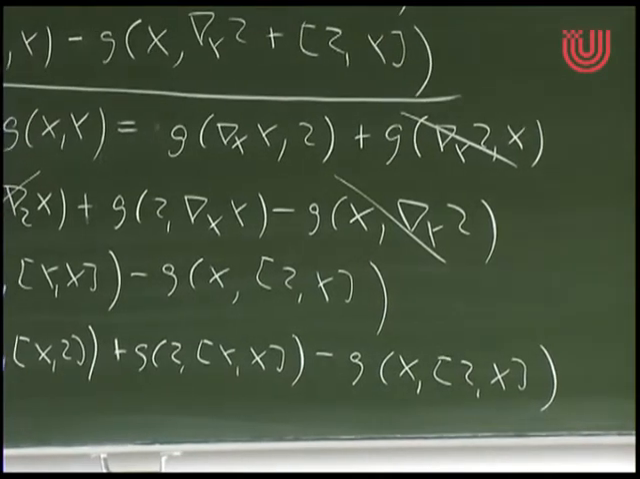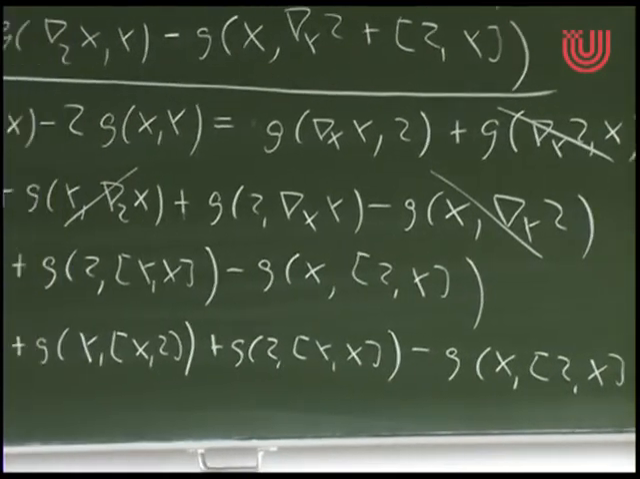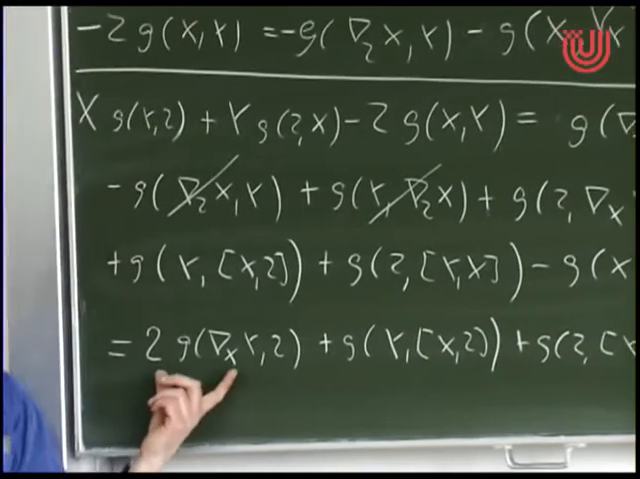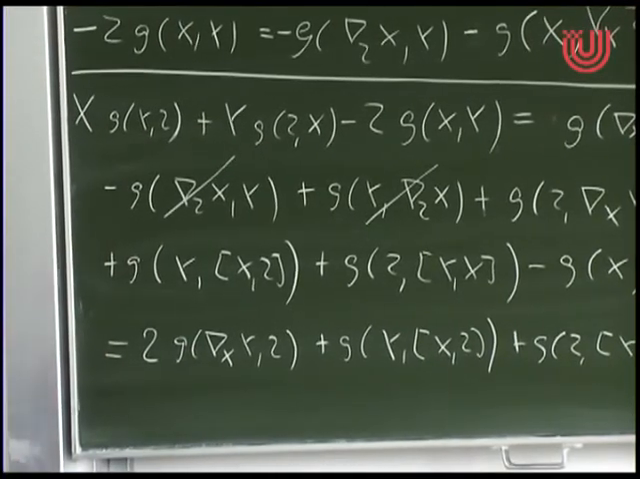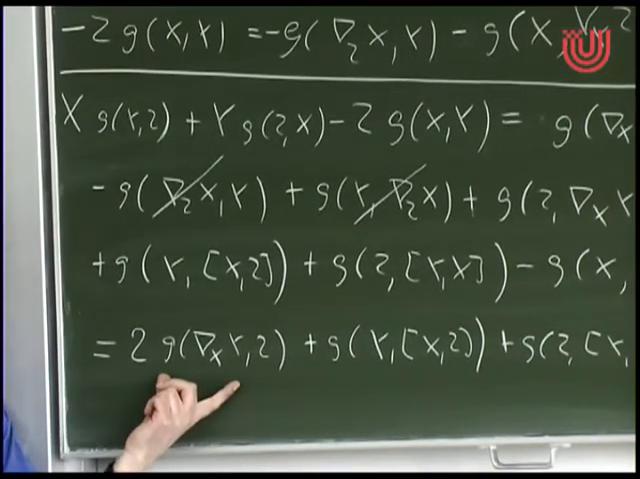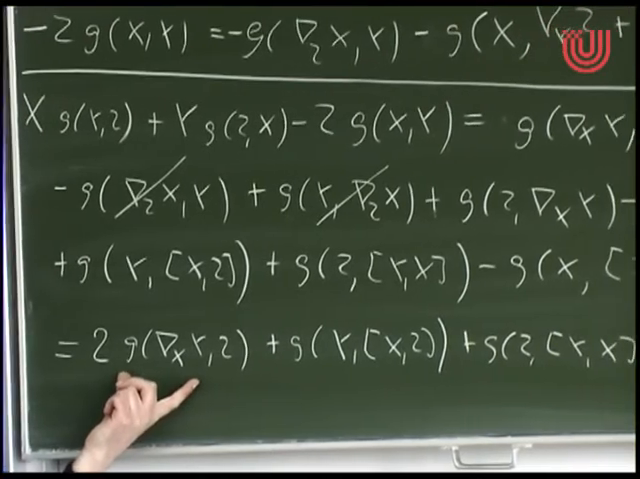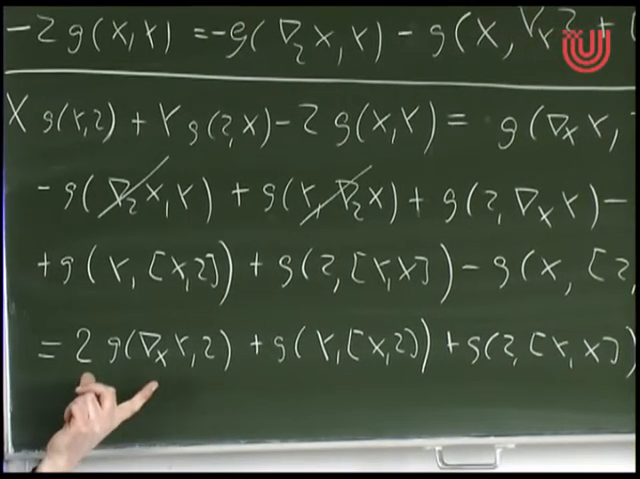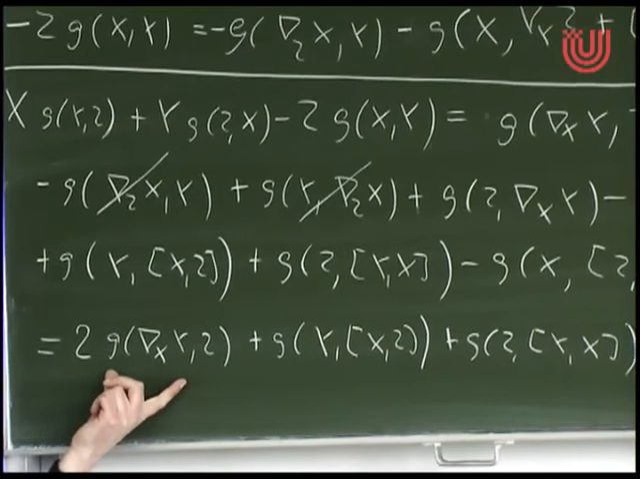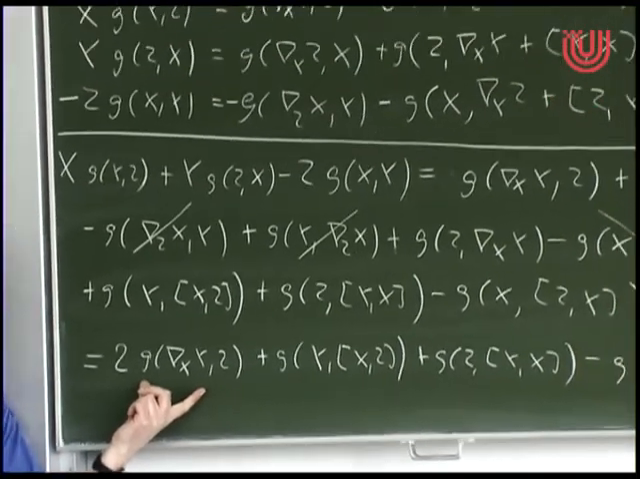Just calculating around with these expressions. Well, now we have achieved the following goal. There's only one term which involves a covariant derivative. This is this term here. All the other ones do not involve covariant derivatives. So if we solve for this expression, we know what the covariant derivative does with any vector field.